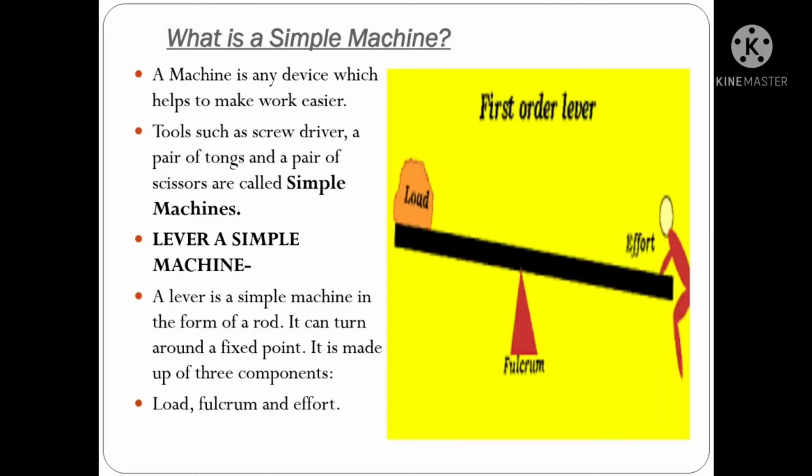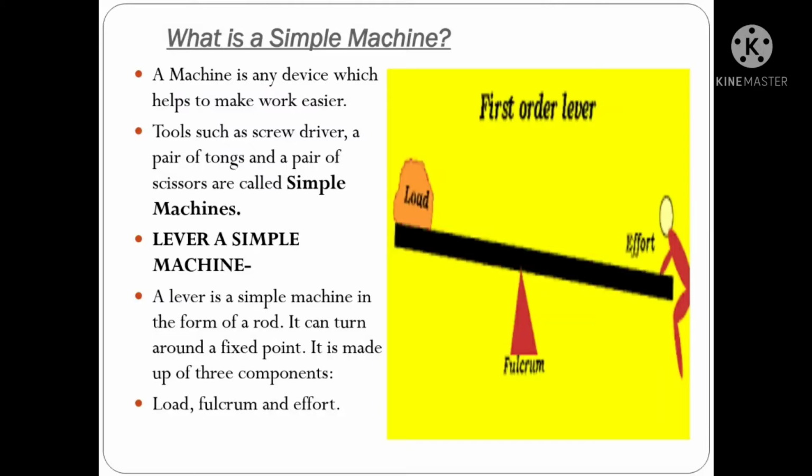Lever, a simple machine. A lever is a simple machine in the form of a rod. It can turn around a fixed point. It is made up of three components: load, fulcrum, and effort. The object to be moved is called a load. The support on which the object rests is called a fulcrum. It is the part of the machine that doesn't move. The force that you use on the lever is called effort.